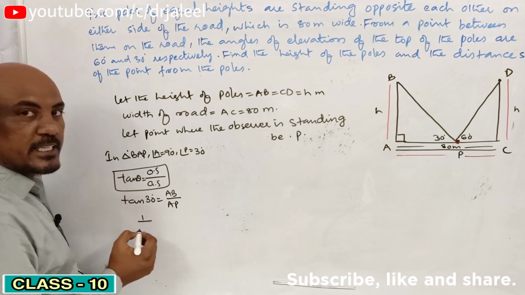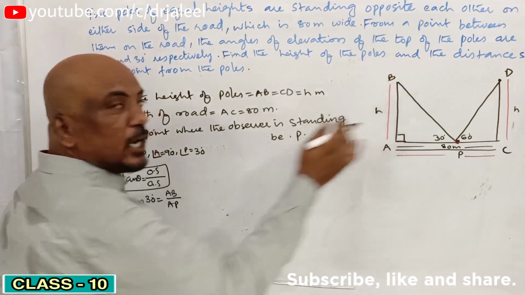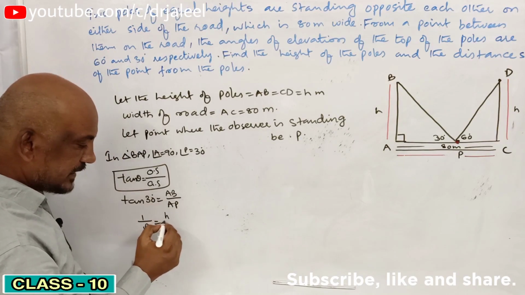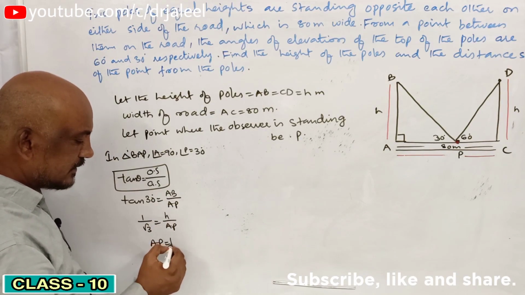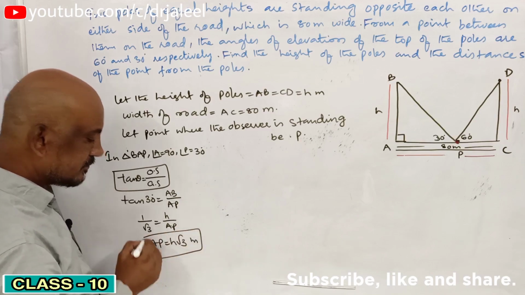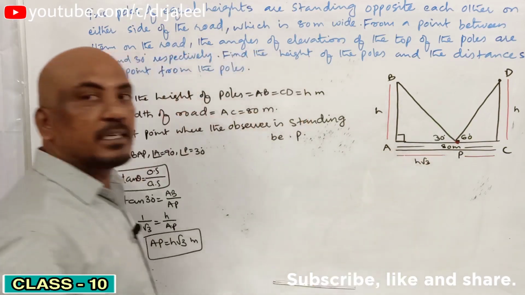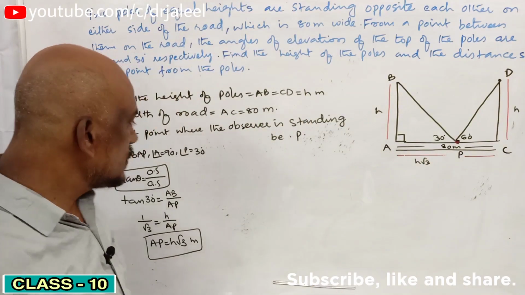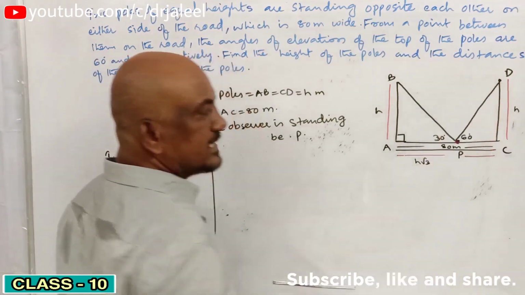So tan 30 from the table is 1 by root 3, which is equal to AB, which we already took as H, by AP. So what is AP going to be? H root 3 meters. This is AP. How much did we get this one? H root 3 meters.